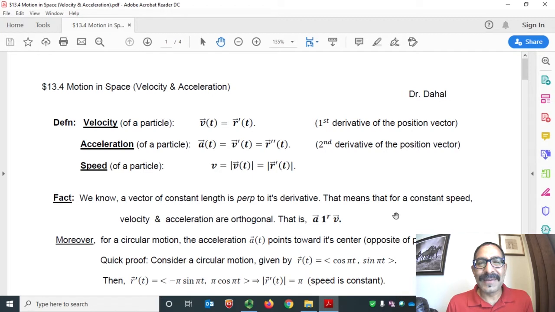In today's class, I'm going to cover section 13.4, motion in space, velocity and acceleration. Let me start the class right away.